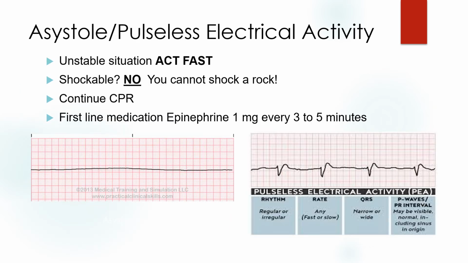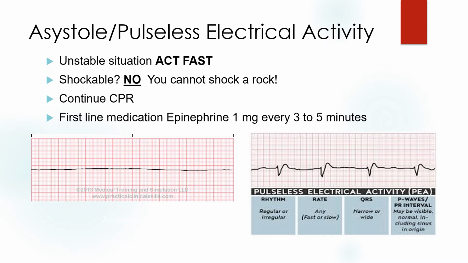And asystole and pulseless electrical activity, this is the other side of the cardiac arrest algorithm. This is also unstable, and we have to act fast, but it is not shockable. So you can't shock a rock. And so you're going to do CPR, which is compressions and breaths, and you're going to give epinephrine every 3 to 5 minutes. So asystole, of course, is like the flat line, the typical thing you always see on TV.